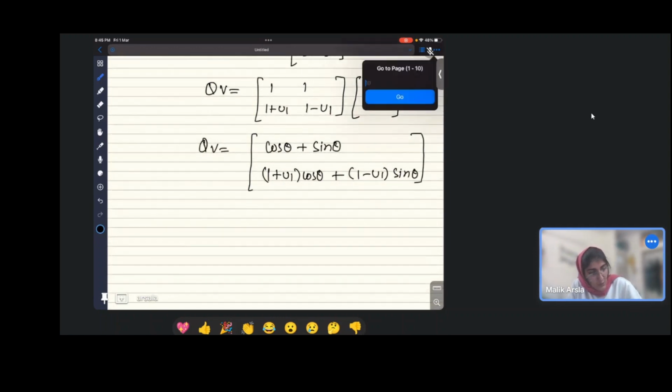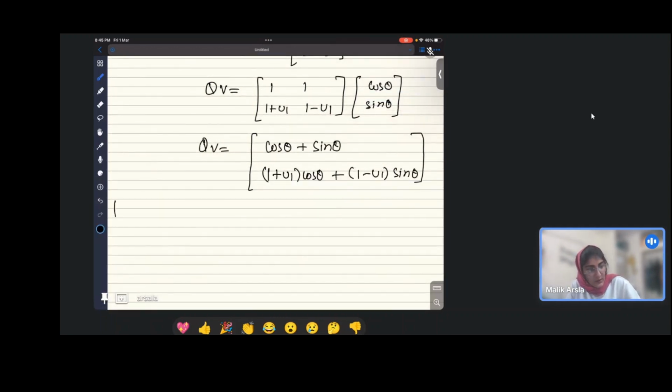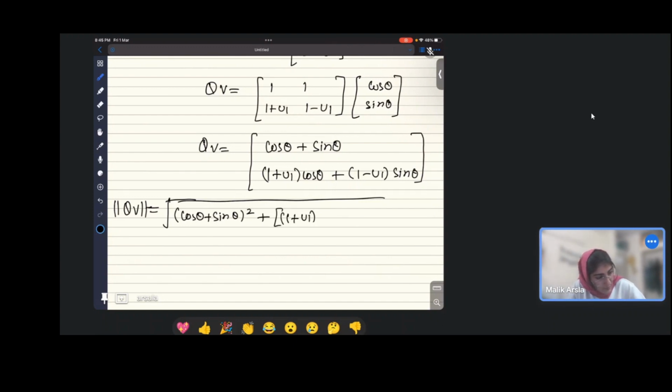Now what is the norm of Qv? Under root of this thing: cos theta plus sin theta whole square, plus 1 plus u1 cos theta plus 1 minus u1 sin theta whole square, right?